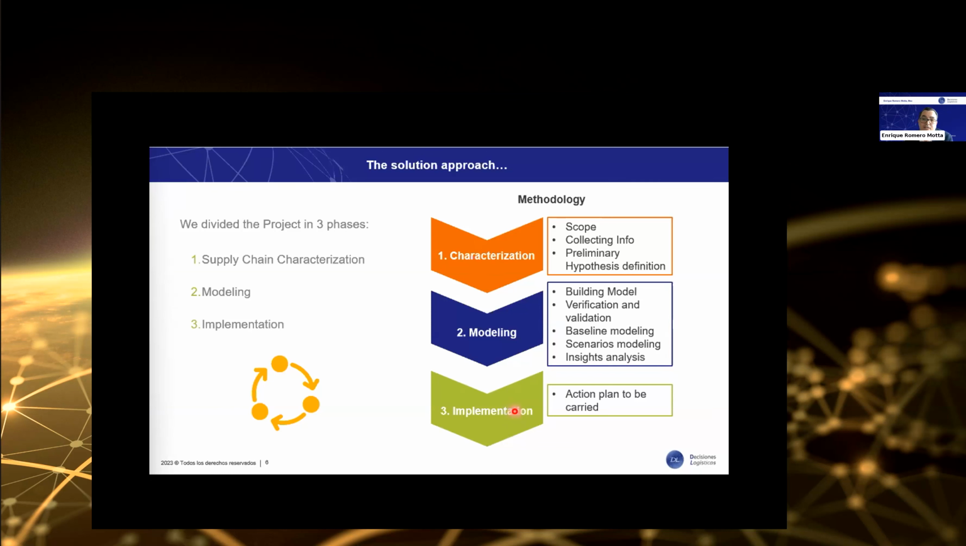And then we moved forward to the modeling phase. In that phase, we created a baseline, and then we planned some scenarios for testing different things, trying to find better ways to do the distribution itself. And from those scenarios, we came up with a proposed strategy, which is the last stage. We call that the implementation stage.